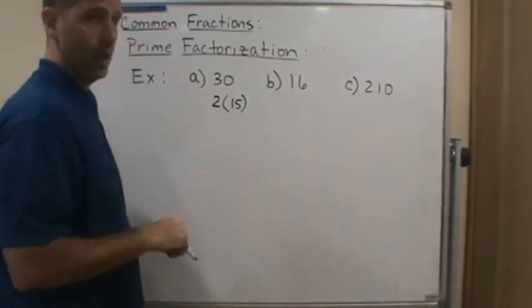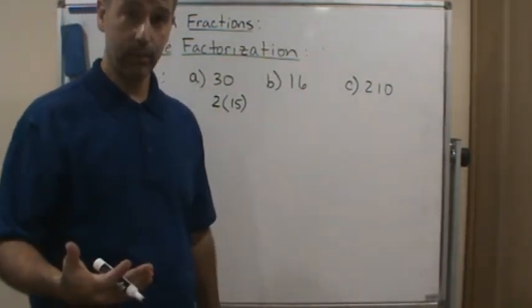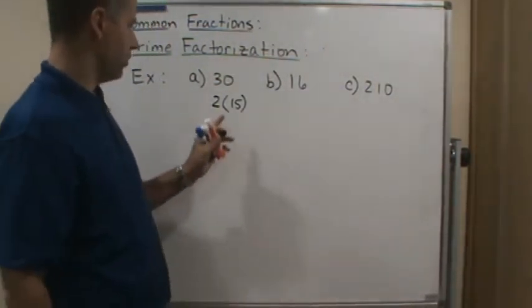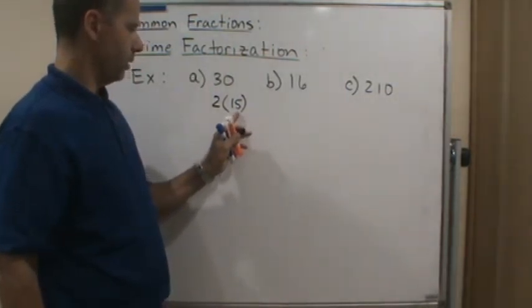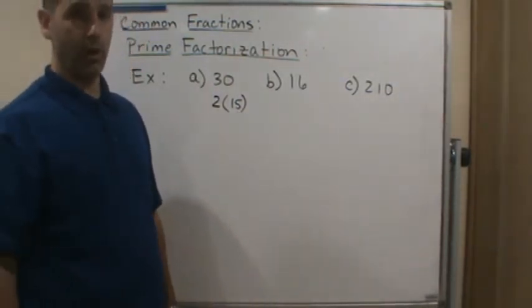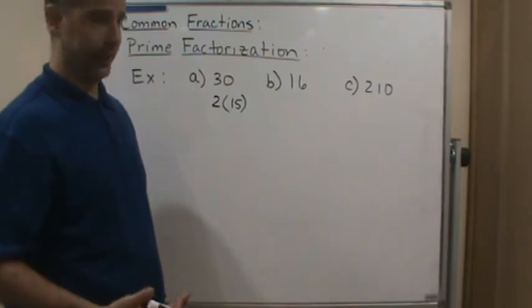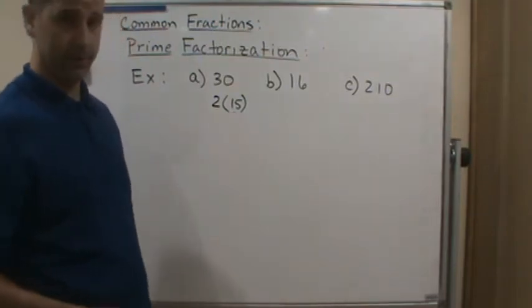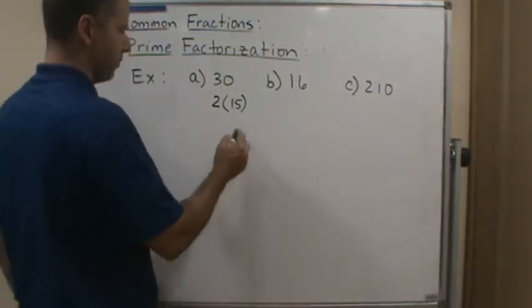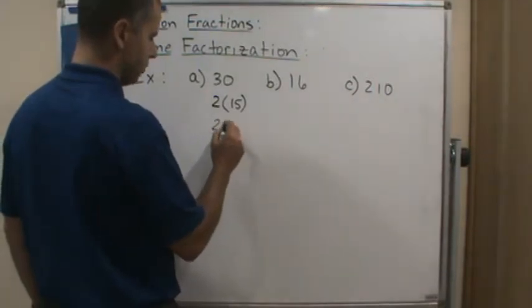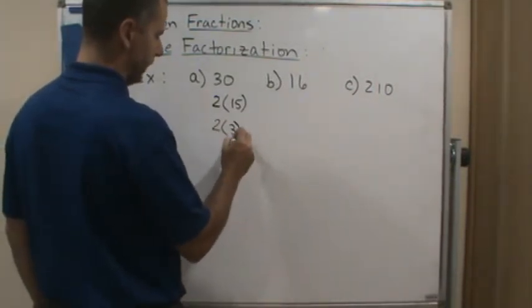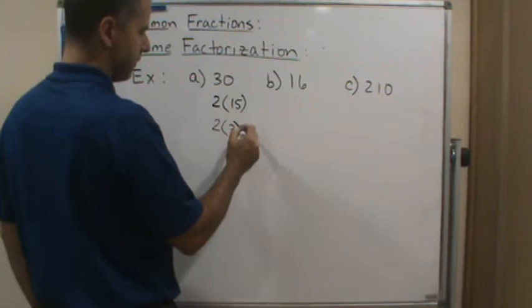Now what we're going to do is try 2 again. Does 2 divide 15? No. So now we're going to go to 3. Does 3 divide 15? The answer is yes. So now we're going to write this as 2 times 3, and what's left over is 5.